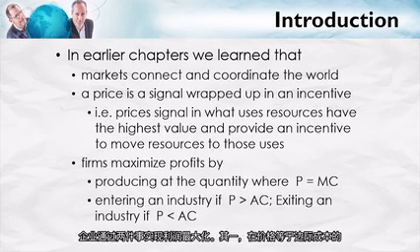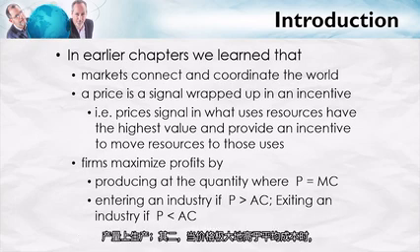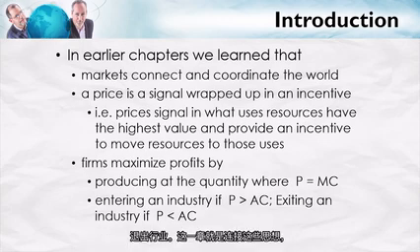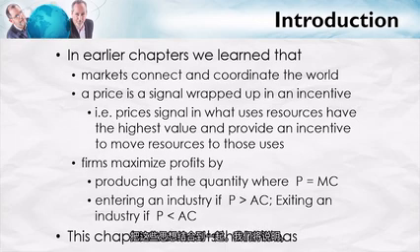First, by producing at the quantity where price is equal to marginal cost. And second, by entering an industry when there's profits, when price is greater than average cost. And by exiting an industry when there are losses, when price is less than average cost. What this chapter is all about is connecting these ideas, bringing these ideas together.